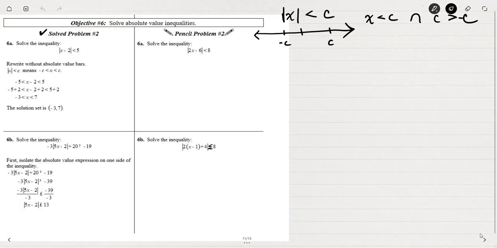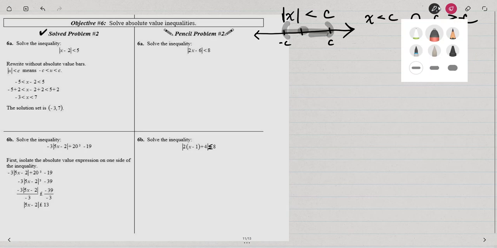Let's look at some examples. When we have the absolute value of 2x minus 6 is less than 8, remember again, we're saying that all these 2x minus 6's are sandwiched between the opposite of 8 and positive 8, because the distance from 0, here's our 0 mark, is 8 units.